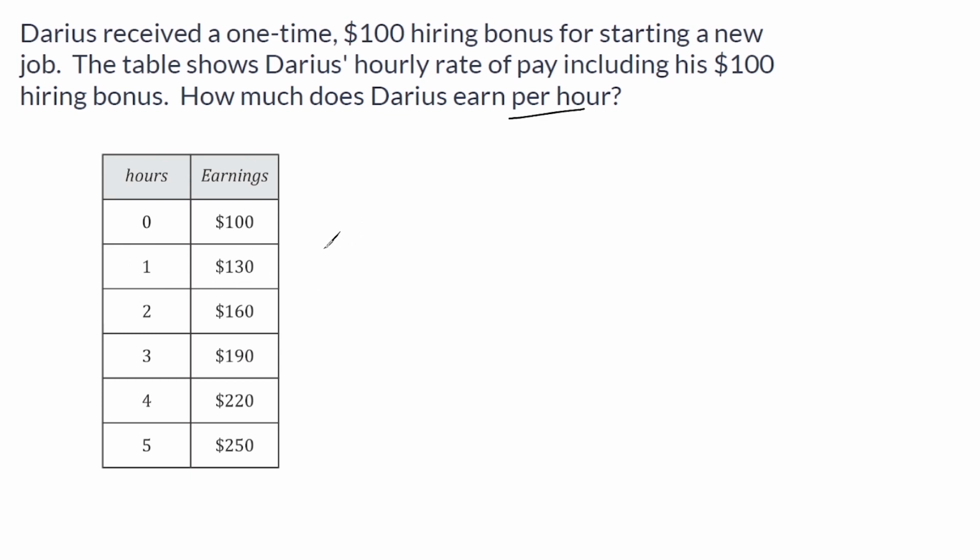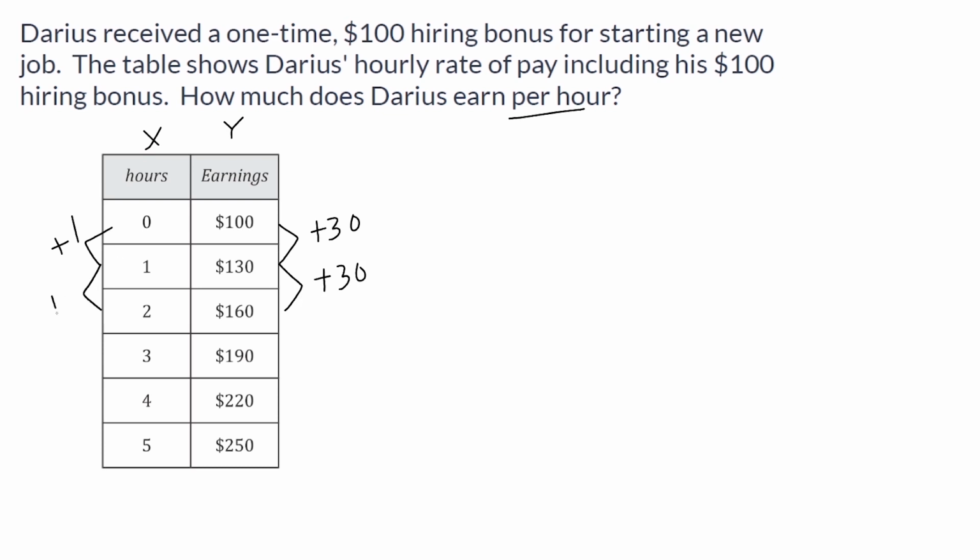So what we're going to do is look at the rate of change, or the slope that would be formed by the line if these values were graphed on the coordinate plane. So let's take a look at our y column and examine how it is changing. If we start at $100 and go to 130, that is an increase of $30. And the corresponding change in x values is 1. And if we go from the next y to the next y, it would be an increase of 30 as well.